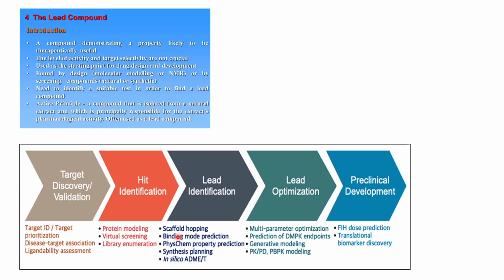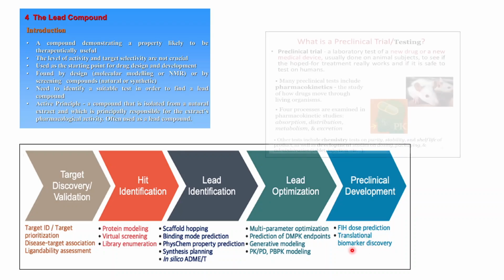Here it happens by scaffold hopping, binding mode prediction, physical chemical property prediction, synthesis planning, in silico ADMET. Then lead optimization by multi-parameter optimization, prediction of the DMPK endpoints, generative modeling, PKPD. PKPD means pharmacokinetics-pharmacodynamics modeling. Then we have the preclinical development, which is the dose prediction and translational biomarker discovery. So these are the initial steps.